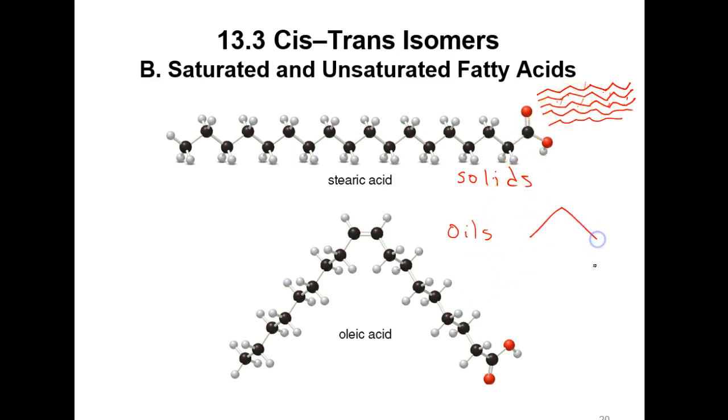So therefore, you form a very dense solid. This, however, has a kink in it. So I can't really pack another one on top of it. So I have another one kind of kinked there, and maybe another one there, another one there. They're kinked. Notice all of this free space in between all the kinks. Okay? Well, the more free space you have, the less dense, the more likely it's going to be an oil.